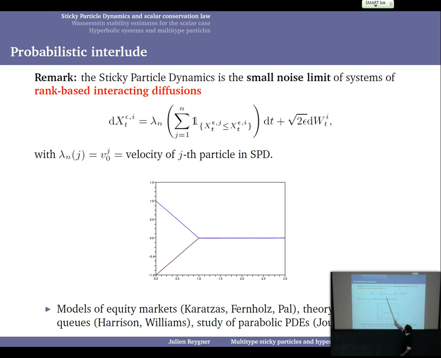It is the entire sum. Here I am just looking at the drift of the particle i, and here I am counting the number of particles that are located below this particle. So it's n times the empirical cumulative distribution function of the system. So this only depends on the position of the particle in the system, on the rank of the particle among the other particles. So this will remain constant as long as I do not cross another particle. And of course, I take this value of the drift to be the velocity that the same particle would have in the sticky particle dynamics.